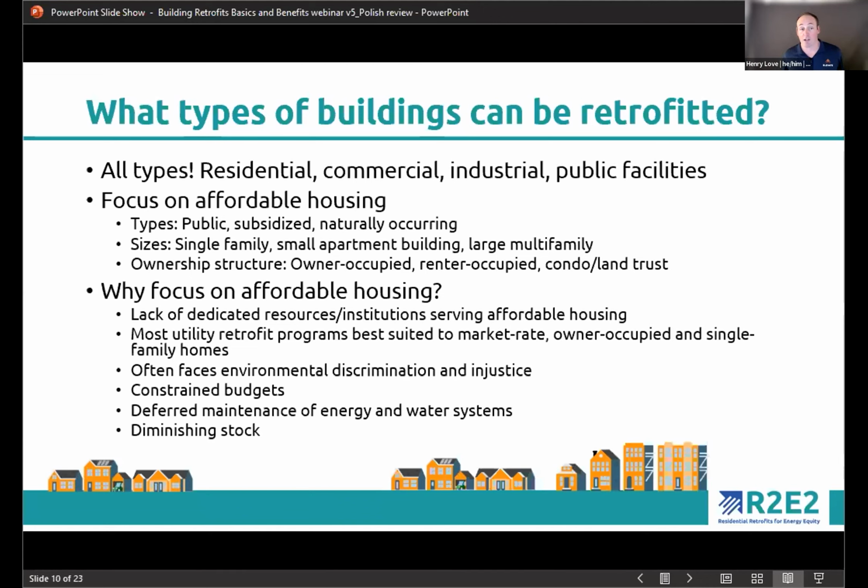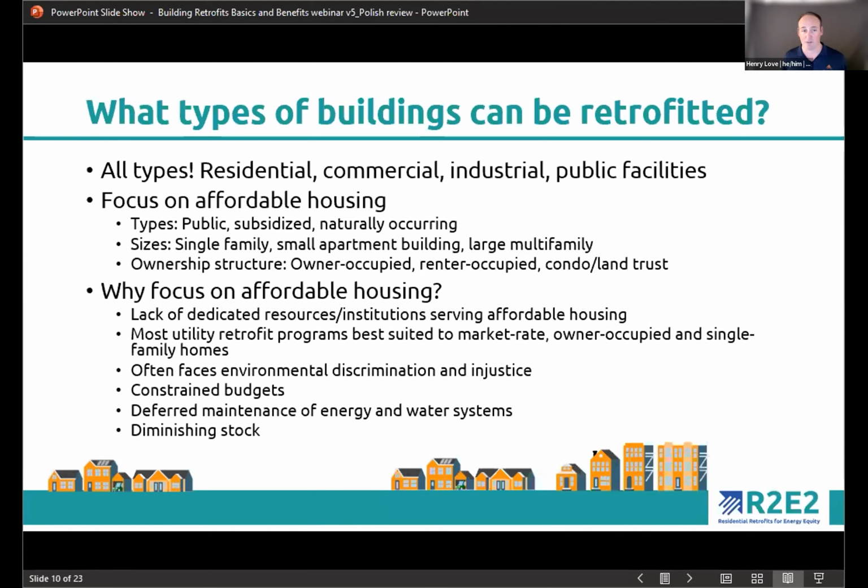So why are we focusing on affordable housing? Well, there's a lack of dedicated resources and institutions serving affordable housing. Most utility retrofit programs are best suited for market rate and owner occupied and single family homes. And affordable housing often faces environmental discrimination and injustice in the way that it is zoned and where it's approved to be built.